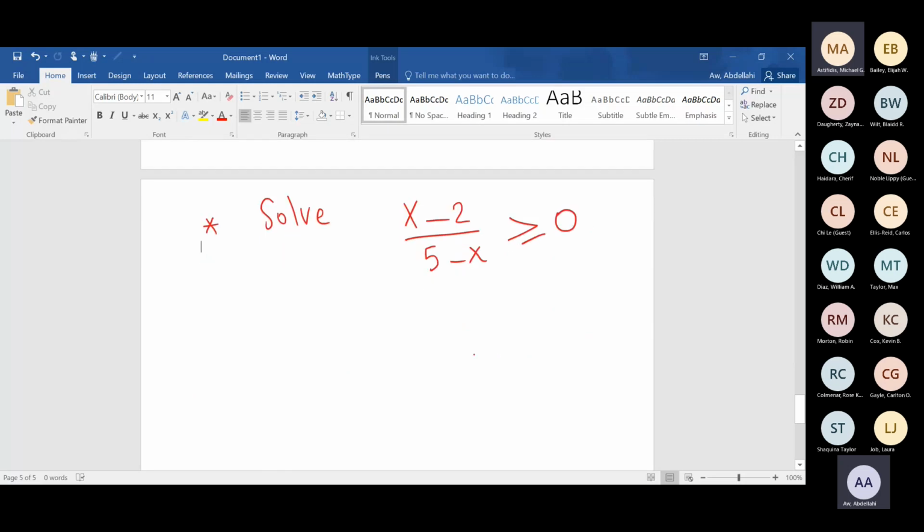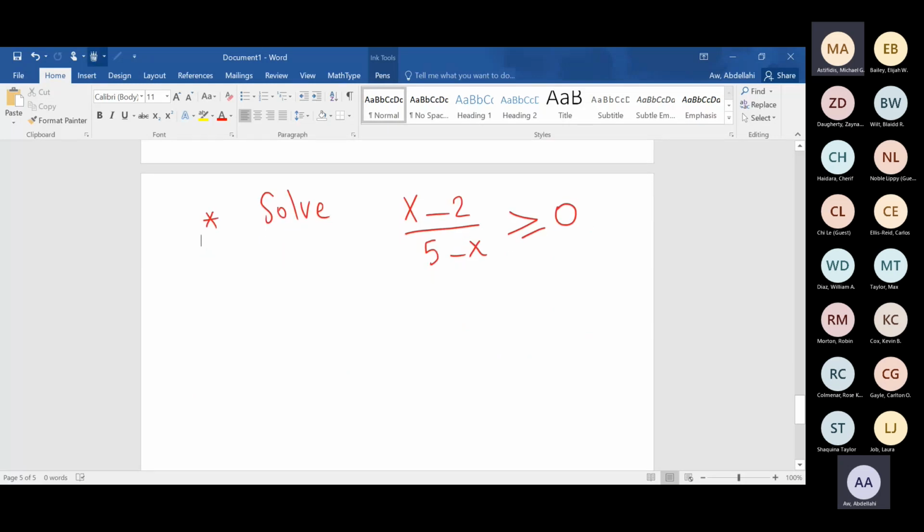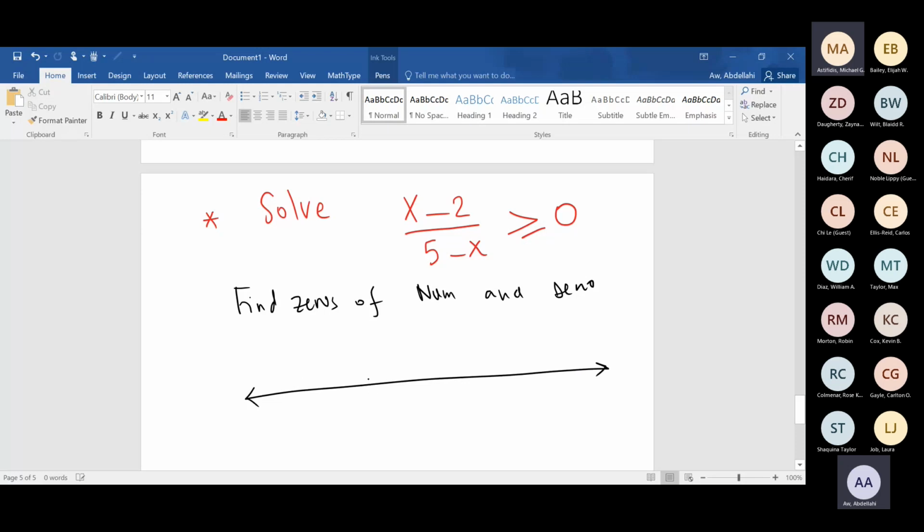What are you going to do every time you have this? You find the zeros of the numerator and the zeros of the denominator. What are the zeros of the numerator? What are the zeros of the denominator? 2 and 5. So we have the same chart. We have 2 and we have 5.